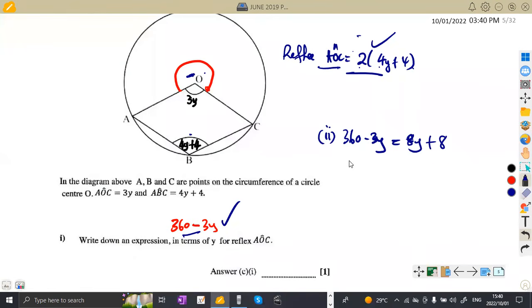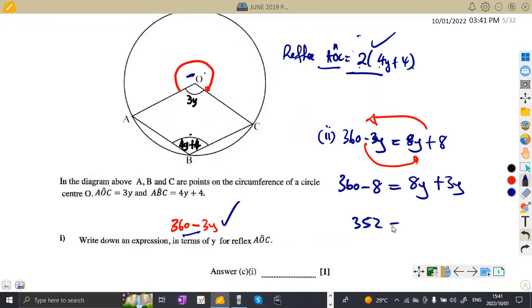So what can we do? To avoid working with negatives, especially for y, you can transpose the 8 to this side. It's going to be 360 minus 8, which equals 8y on the right-hand side. If we transpose minus 3y to this side, it becomes plus 3y. Subtracting, 360 minus 8 is 352.